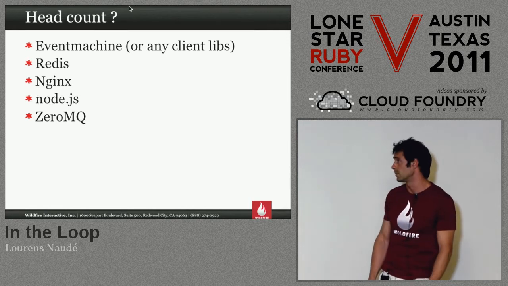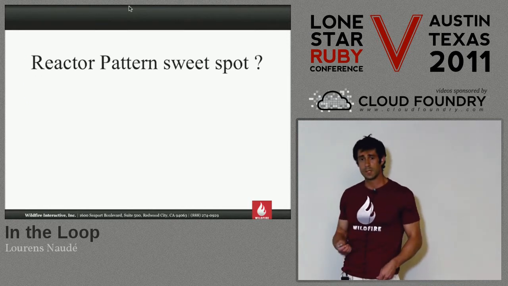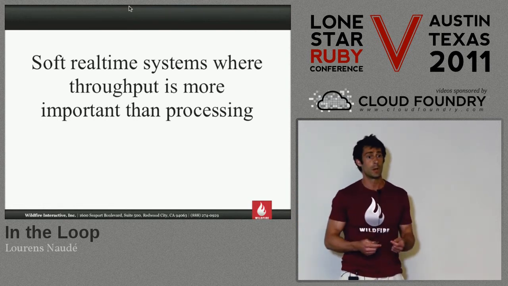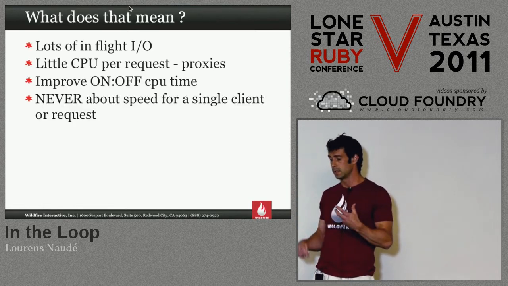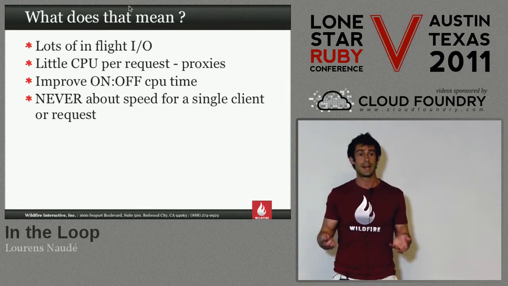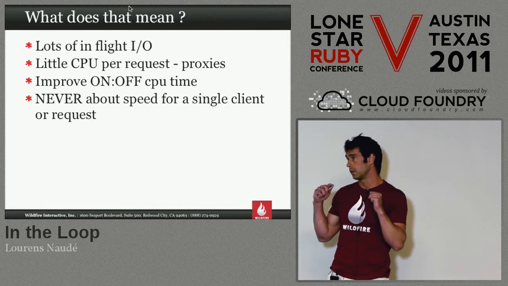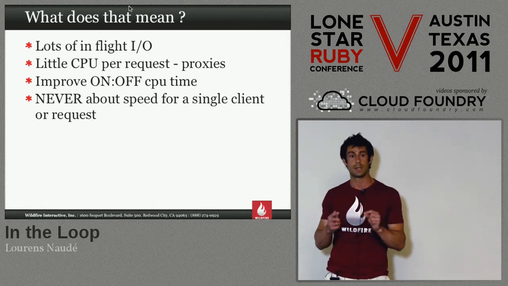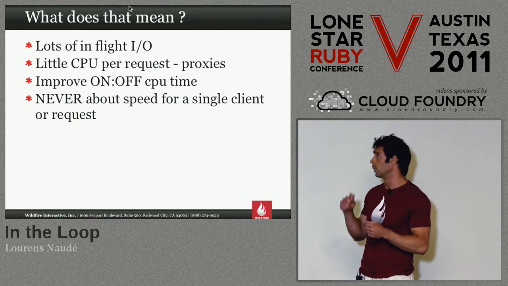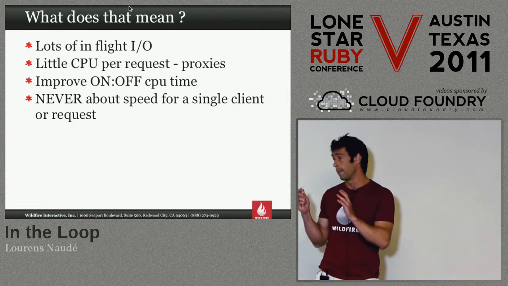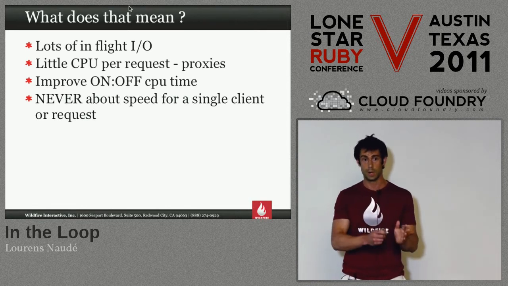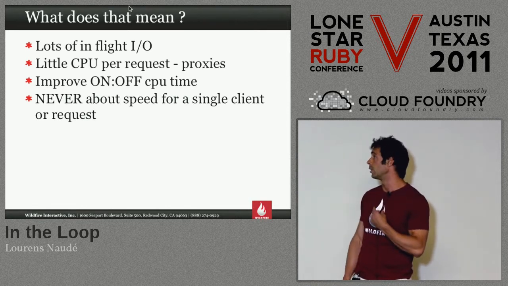All right, seems fair. So the sweet spot for the Reactor Pattern is soft real-time systems where throughput is much more important than processing. What this means is that for any given process, there'll be a large amount of in-flight I/O. The load pattern for these processes is very little CPU time per user request. And what we'll try to do is drive I/O through a single core and maximize that core, just doing work and not waiting on any I/O.